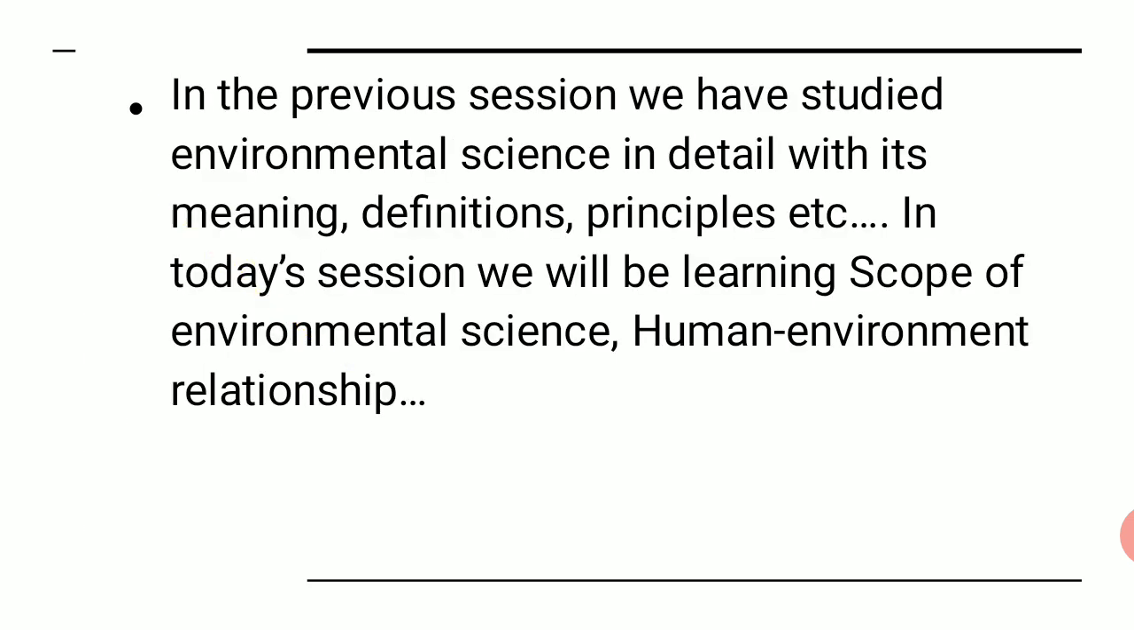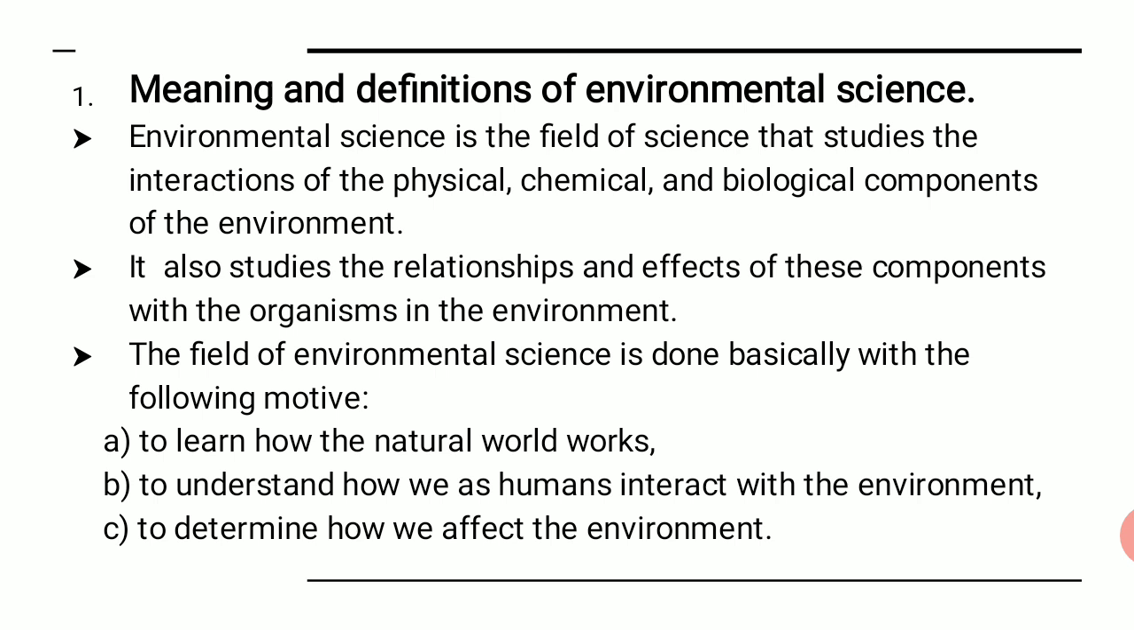If we try to see what environmental science is, then we can say that it is a field of science that studies the interaction of physical, chemical and biological components of the environment. Right? It also studies the relationship and effect of these components with the organisms in the environment. That means how a connection or relationship is created between the components on the earth and the organisms living, that means biotic and abiotic connections, we can study under this broad section of environmental science.